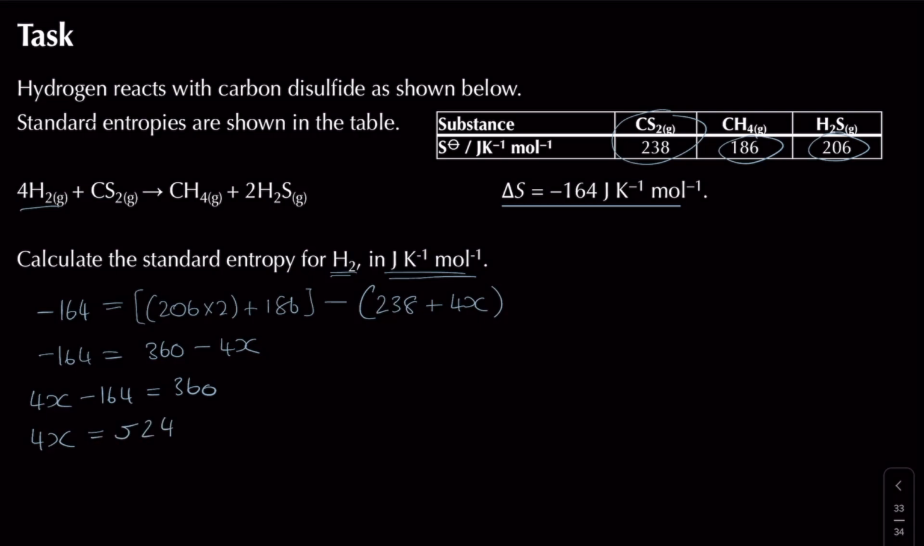And then, of course, x would therefore be equal to that divided by 4, which ends up being a value of 131. So we know we've got x being equal to 131. So the actual value for the standard entropy of hydrogen is 131, and it's going to be joules per Kelvin per mole, of course. And there's our answer there.